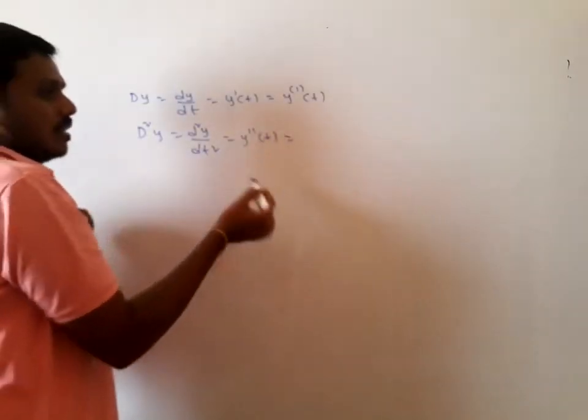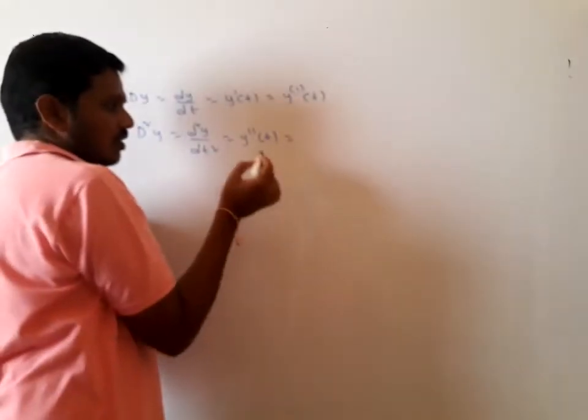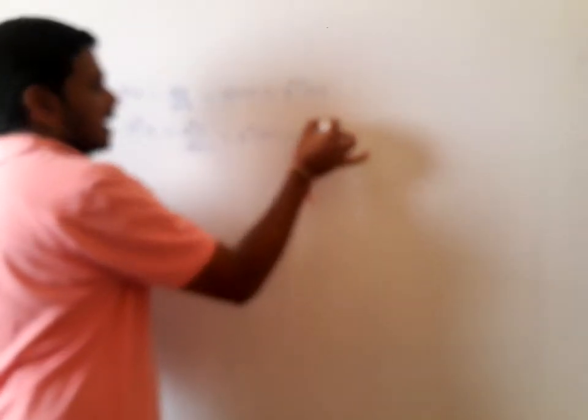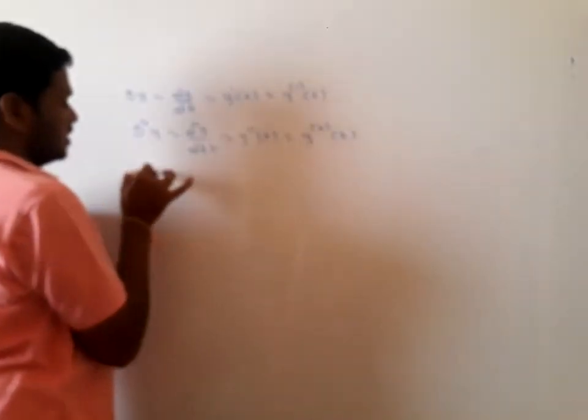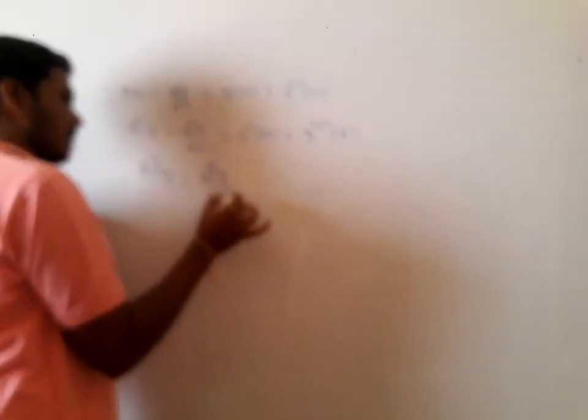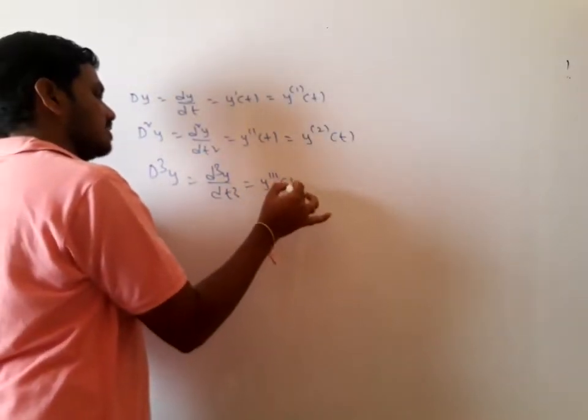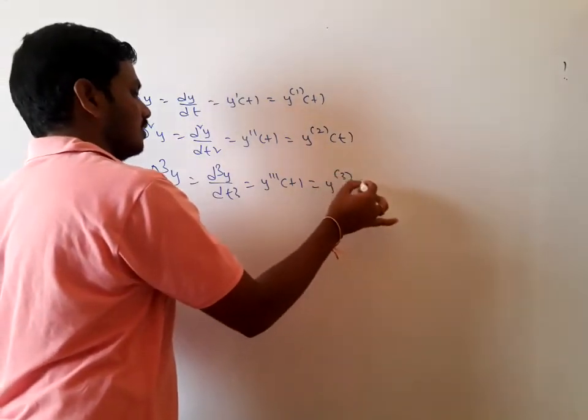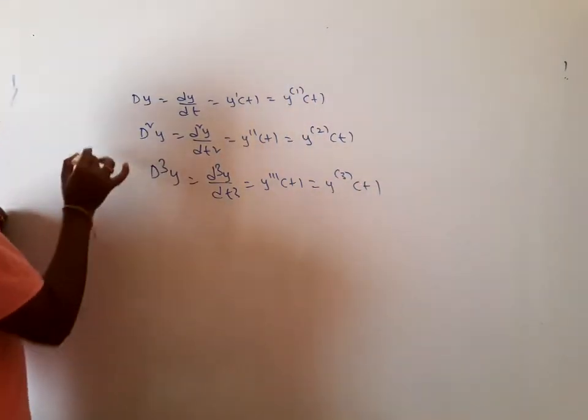Sometimes instead of t, x is given, don't get confused here. It's the second derivative of y. In the same way, d cube y is equal to d cube y by dt cube, which is y triple dash of t. This is the same as the third derivative of y, right? Apart from this, that is the first note.